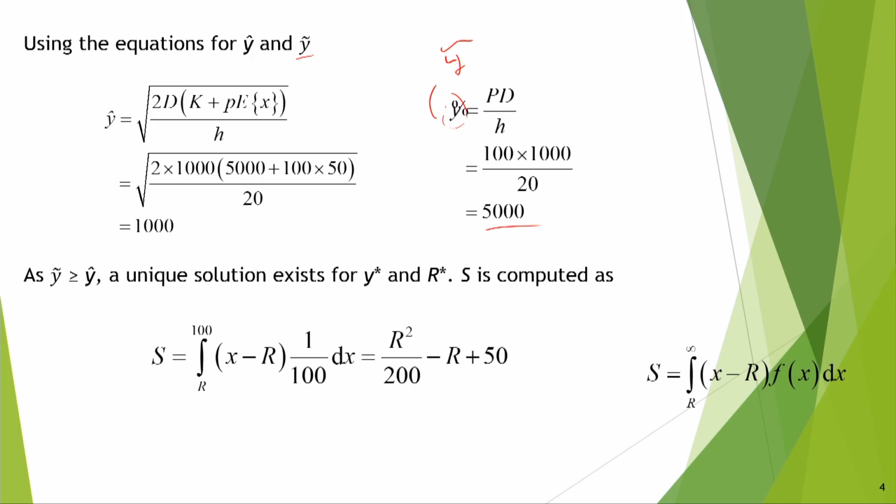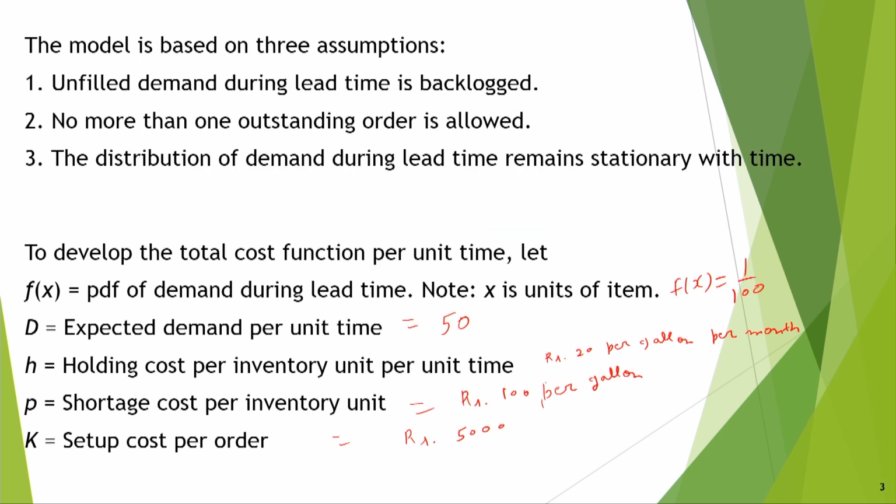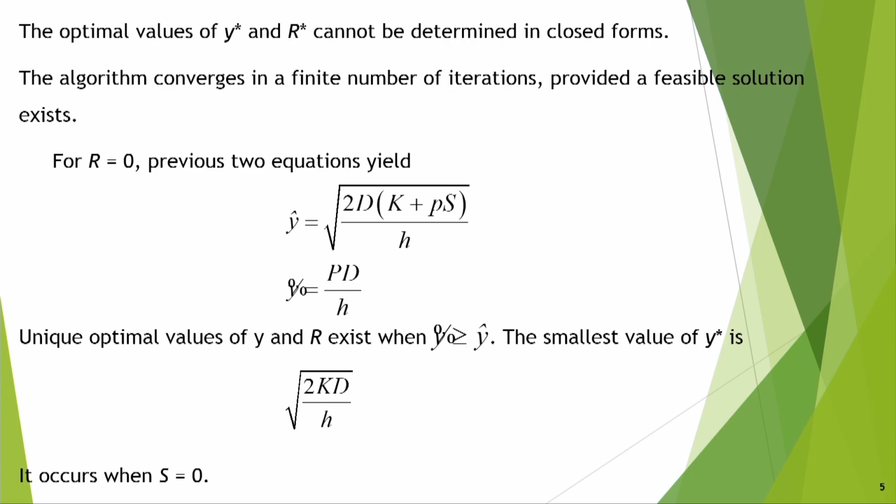So, y tilde 5000 is greater than y hat, therefore, a unique solution exists for y star and r star, and S is computed as the integral from R to infinity, this was the formula for total shortage, of (x minus R) f(x) dx. So, we are putting (x minus R) 1 by 100 dx, and this becomes R square by 200 minus R plus 50.